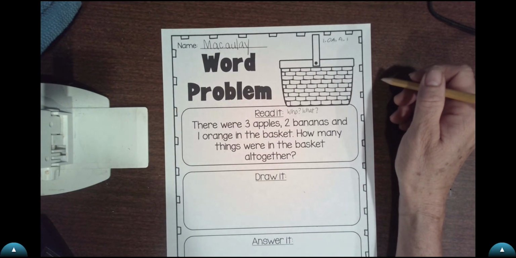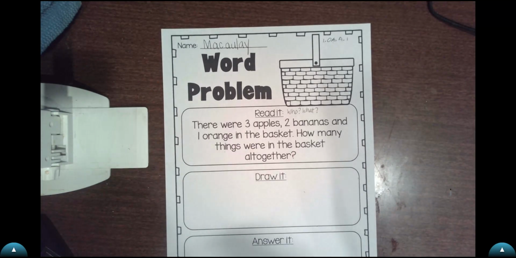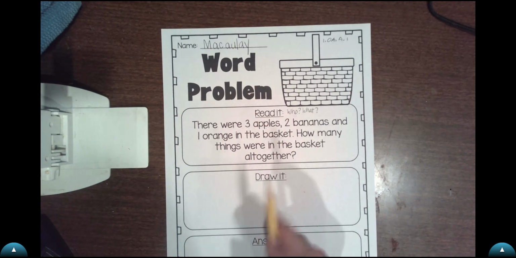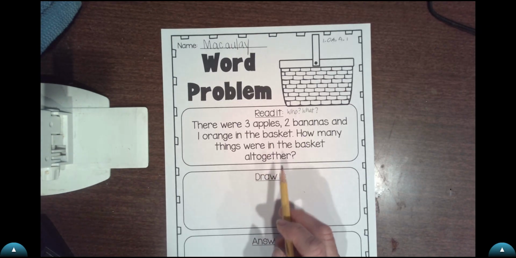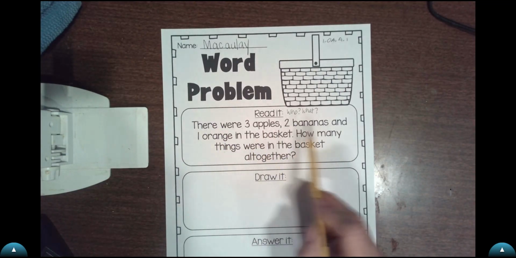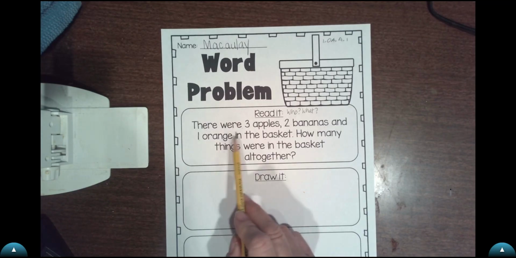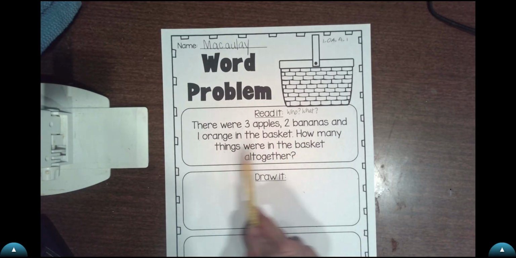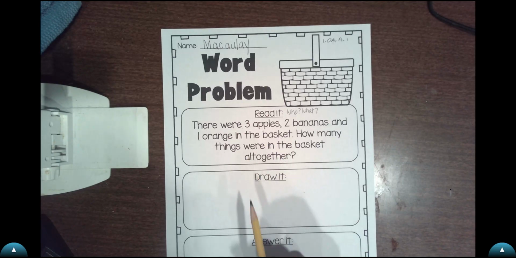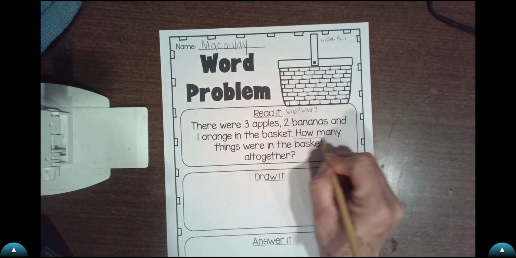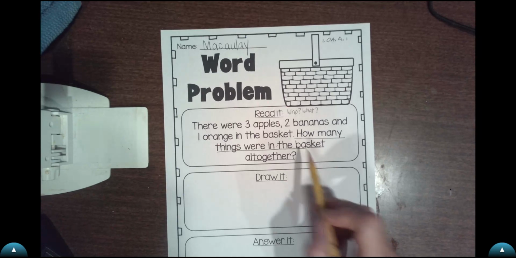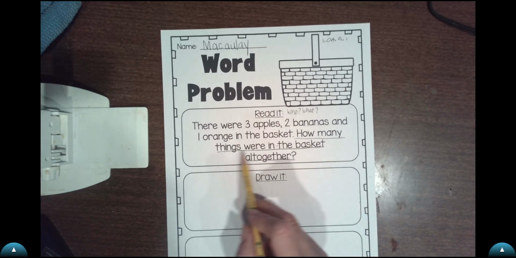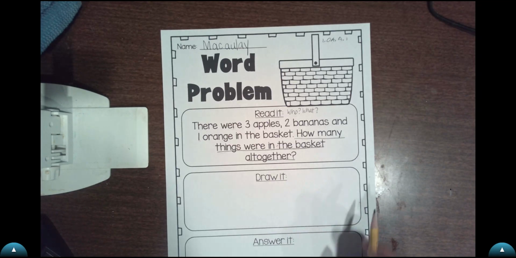Okay. So, next question is what are we trying to find out? Okay, and you don't say the answer. We're trying to find out what information are we missing about the fruit. Okay, so let's find out. There were 3 apples, 2 bananas, and 1 orange in the basket. How many things were in the basket altogether? So we want to find out how many things were in the basket altogether. That's what we want to find out. So underline that question. How many things were in the basket altogether? Please underline that.